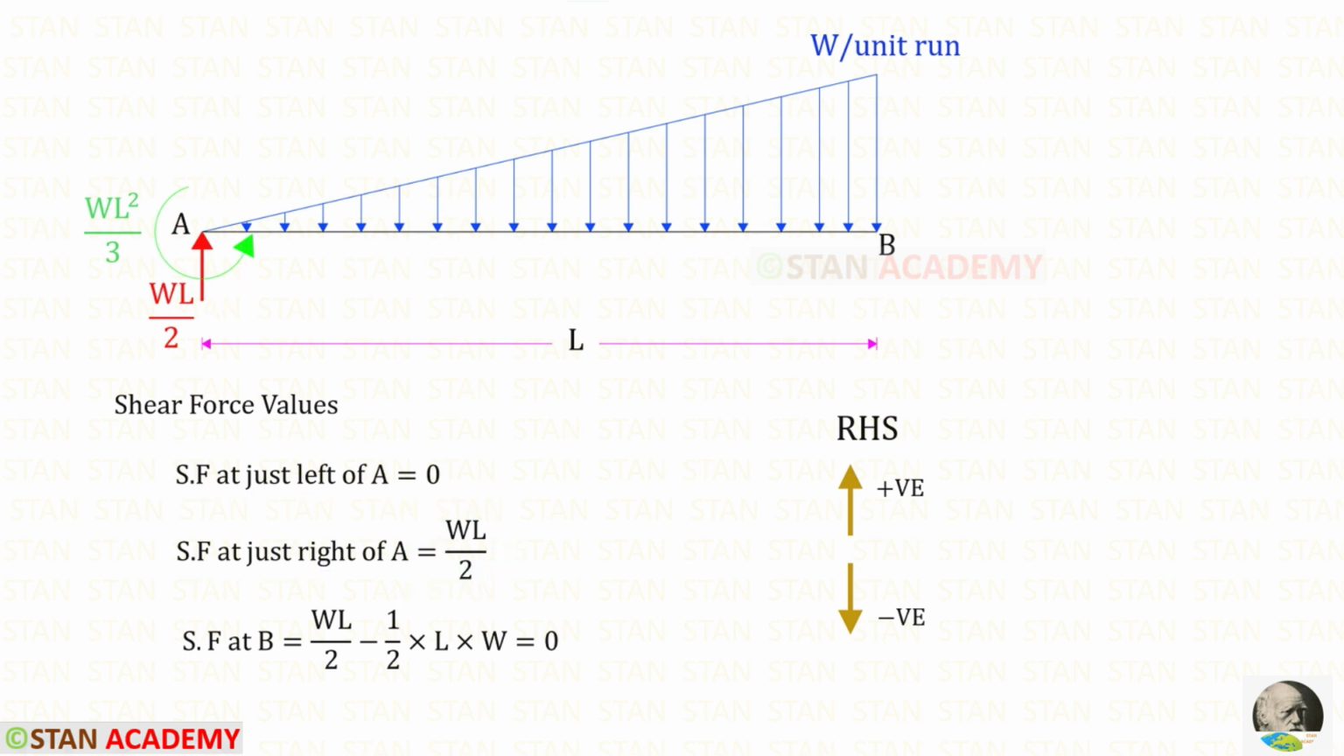Let us find the shear force at B. VA is acting upwards, so it will be positive. The UVL is acting downwards, so it will be negative. For the UVL, we have to take the area. For the shear force at B, we will get 0.